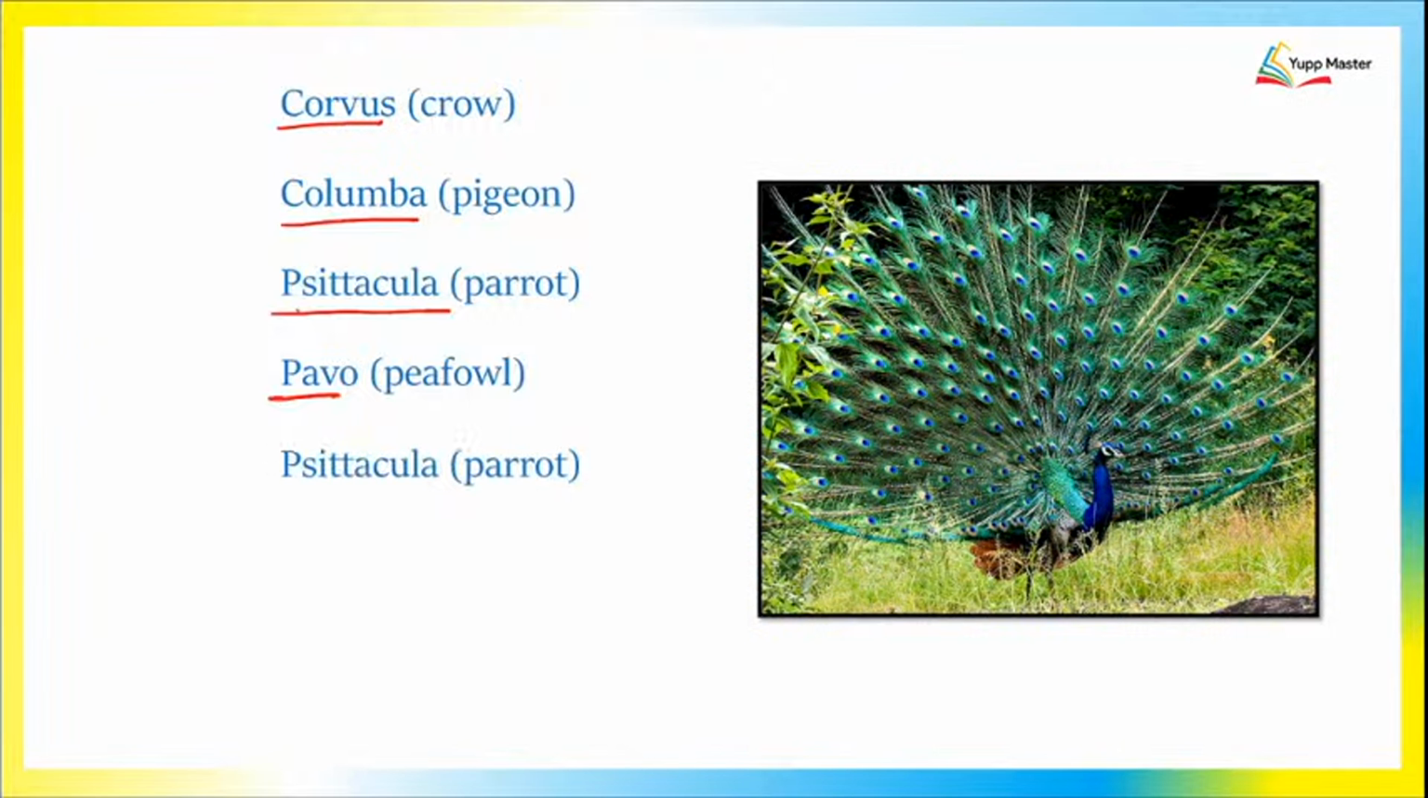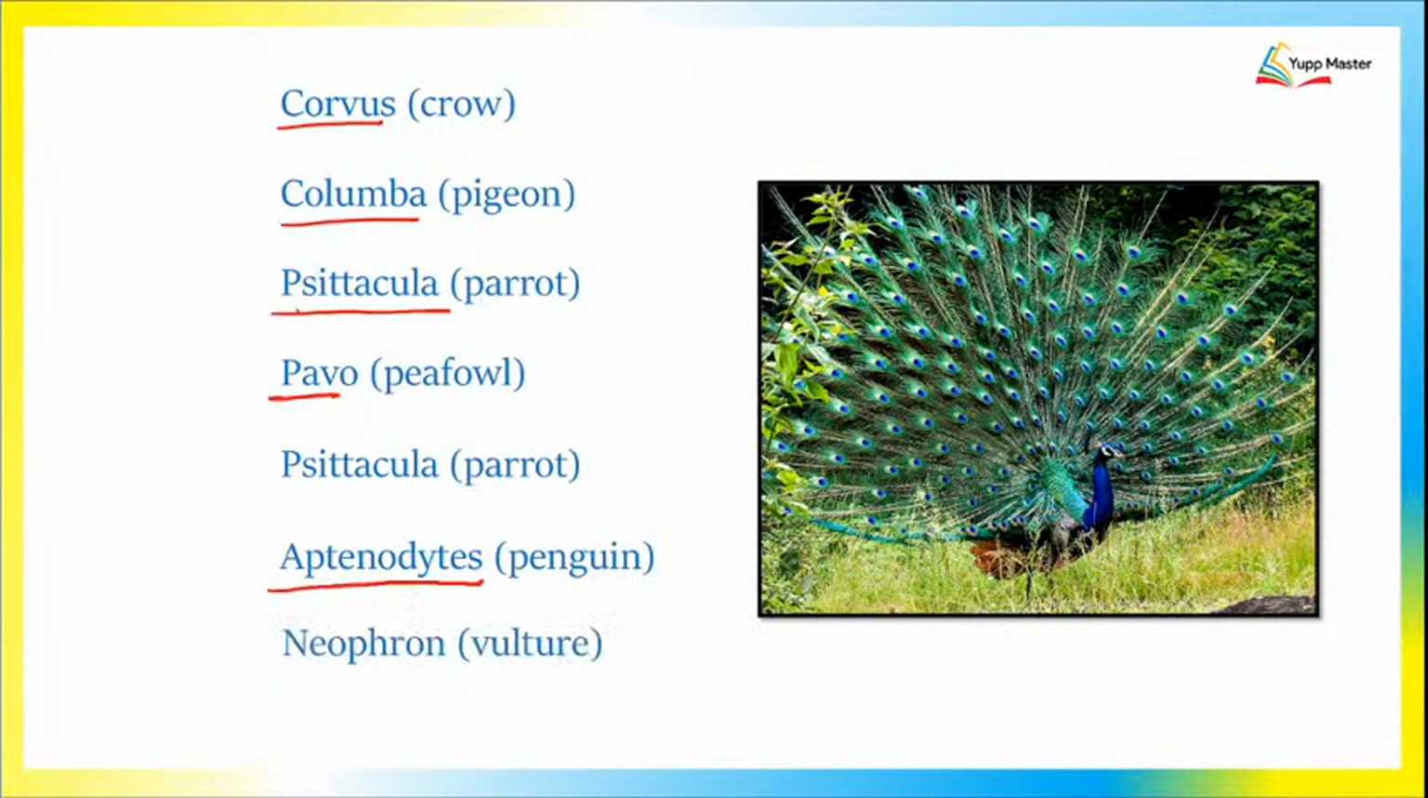Fifth one, we talked about parrot. Next one, the penguin. Look at the scientific name of penguin. I bet you would never guess it. This is called Aptenodytes. Aptenodytes means penguin. Next, talking about vulture. Vulture, Neophron. Neophron is an example which comes in many of the reference books too, and is also a very important example when it comes to class Aves for your exams, for your MCQs.